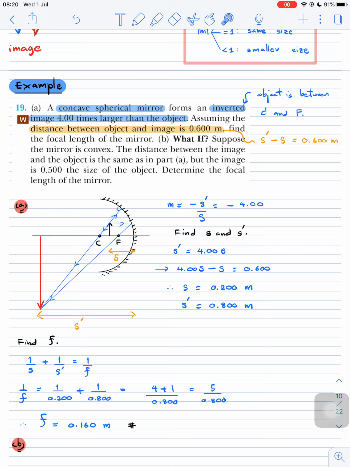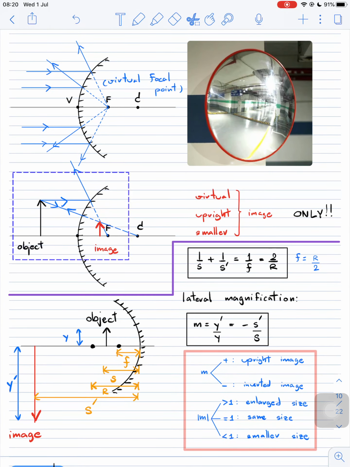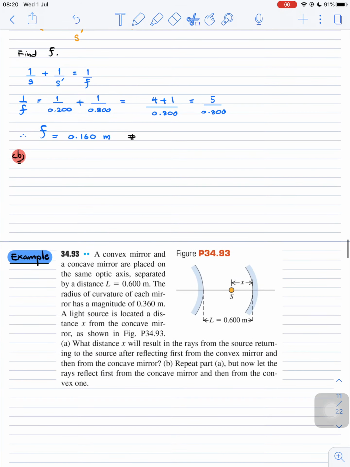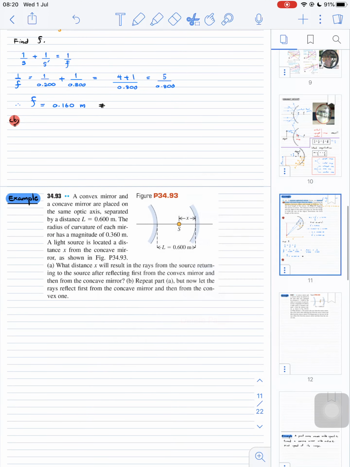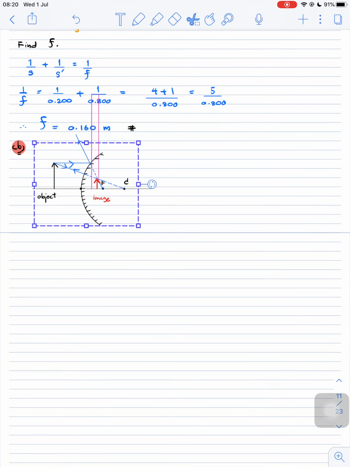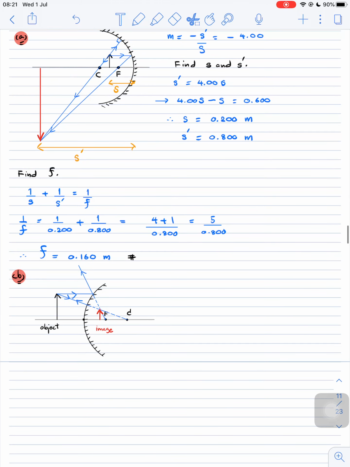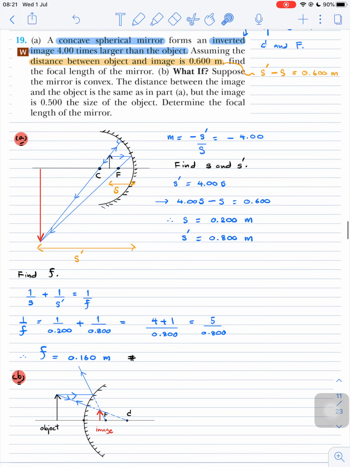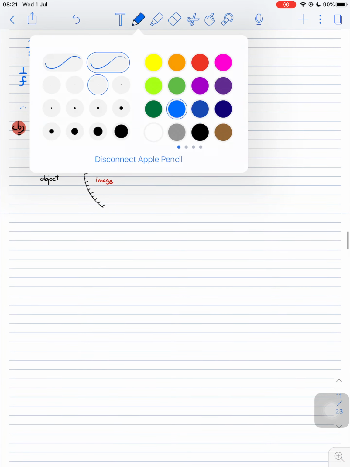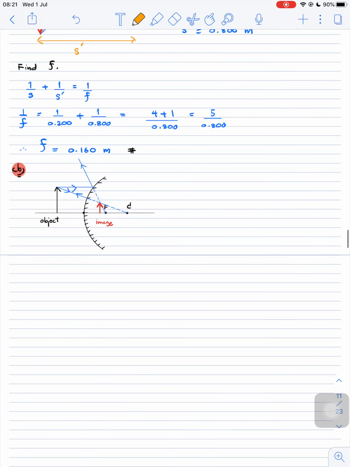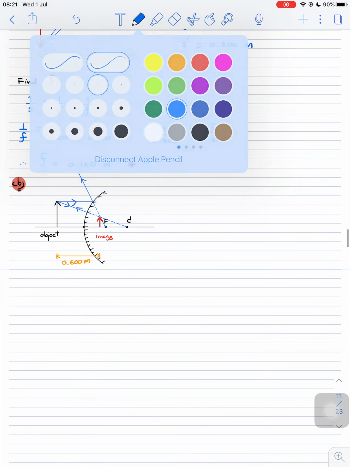But the image is 0.5 the size of the object. So this means the focal length of the mirror. Let me copy the picture first. Okay, here. So we say that the distance between the object and the image is equal to 0.6 meter. In this case, it's going to be this distance. This is the object and the image, so here it is equal to 0.600 meter. Let's just write it down as an equation.